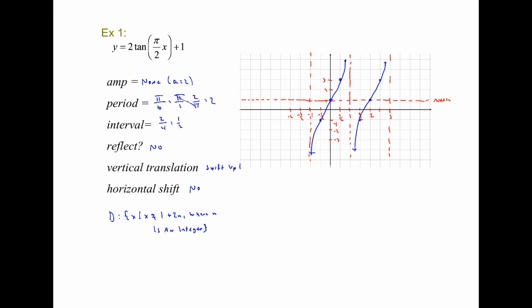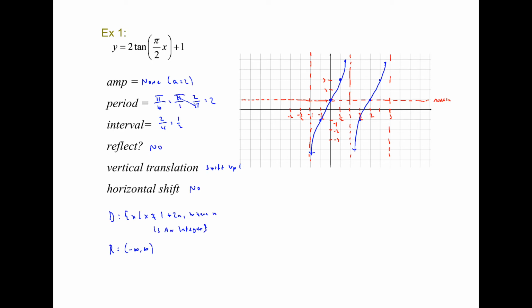And so at 1, and if n's an integer, you'll add 2, which will put it at 3. Add it again, you'll get it at 5, and so on. So that's your domain, and then your range is all real numbers, which will always be true for tangent. It'll always be all real numbers. There's no break in the graph of the range.